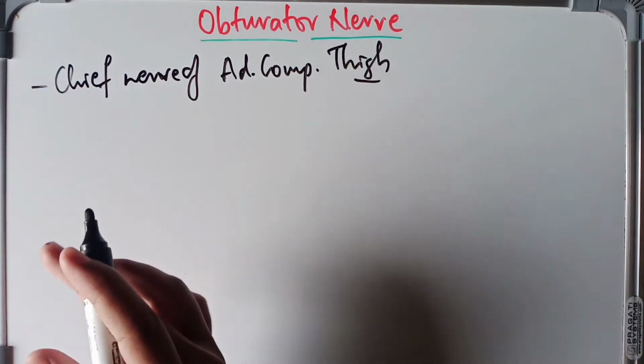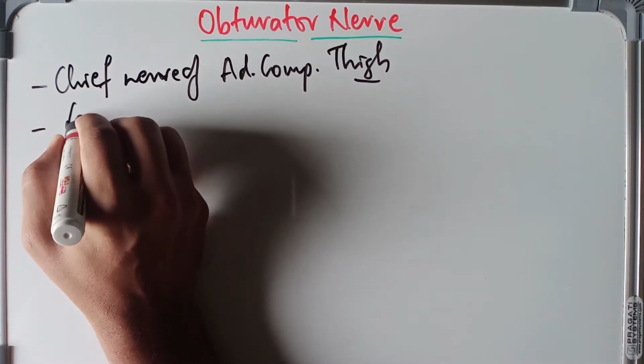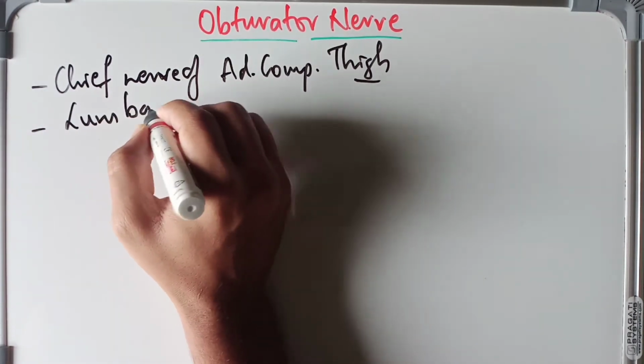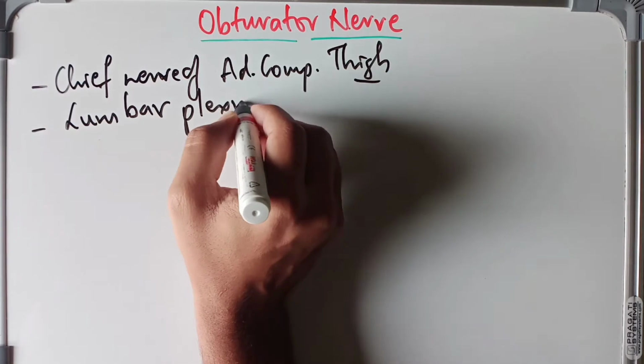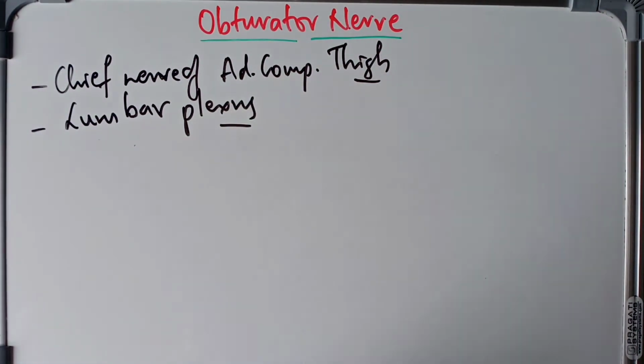And where does it arise from? It arises from the lumbar plexus in the abdomen. We have a complete anatomy of the lumbar plexus of the abdomen, so make sure to watch that.